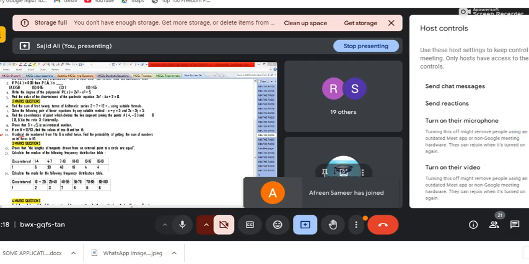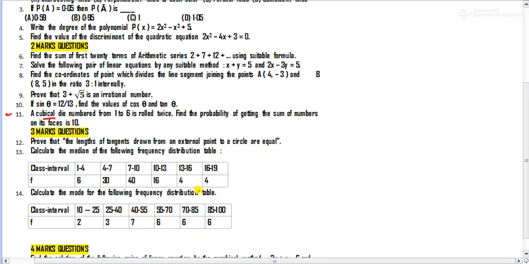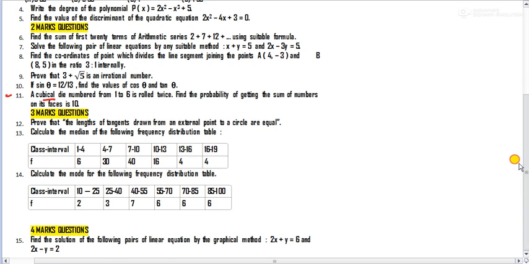See, how are you going to solve this question? The question is, a cubical die numbered from 1 to 6 is rolled twice. Find the probability of getting the sum of numbers on its faces as 12.